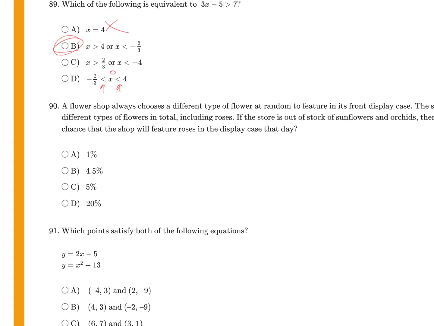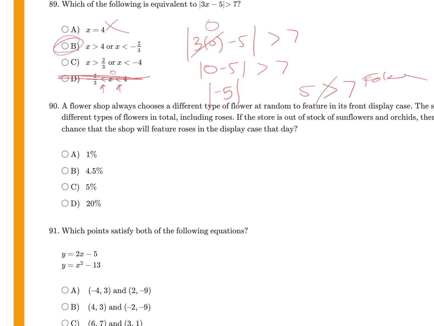So if I plug in 0, it's 3 times 0 minus 5. 3 times 0 is just 0. 0 minus 5 is negative 5. But since we have the absolute value, it becomes positive. 5 is not greater than 7. That's a false statement. So that one's incorrect. So as you can see, the answer choice was B.